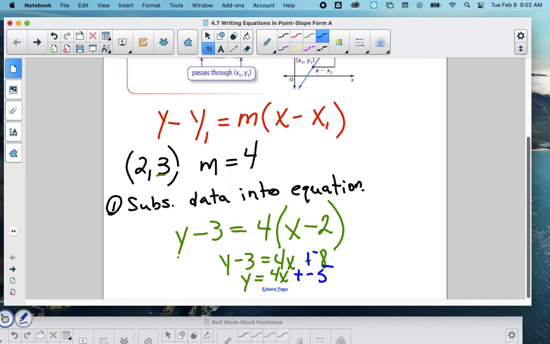Can I graph it now? I've got everything I need. I have my y-intercept at negative 5, and I have the slope that they gave me that was a 4. And so now I could graph it if I needed to. And that's it. That's what we're doing. Do you have a sample on your graphic organizer?